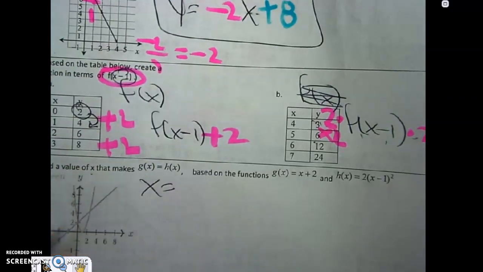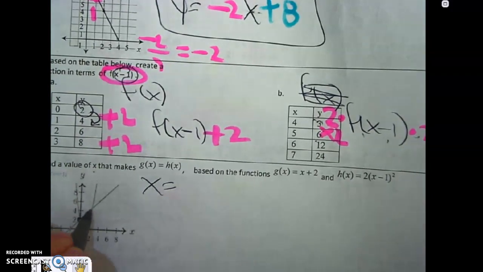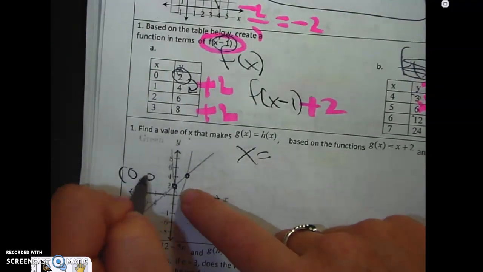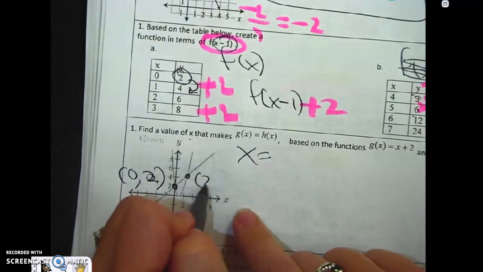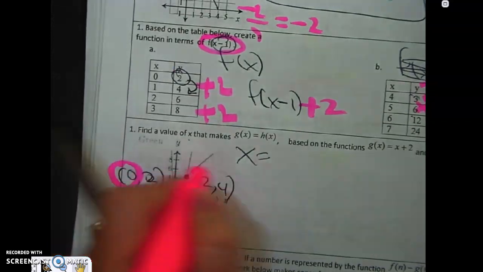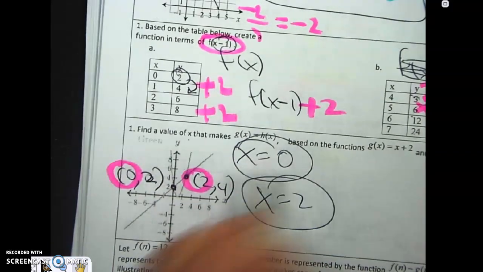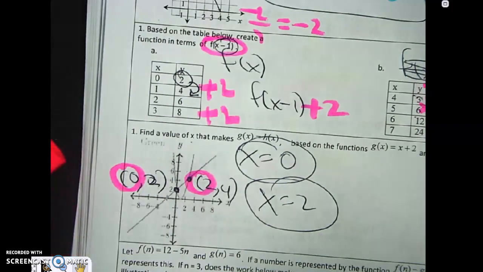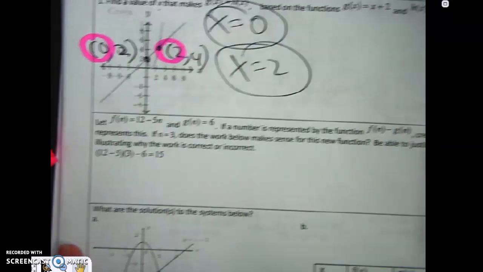Okay, they want you to find the value of x. So they want to know what x equals to show the points of intersection. So here's a point of intersection, and here's a point of intersection. That's at the point 0, 2. And this is at the point 2, 4. But they don't want all of it. They just want the x value. So that would be x equals 0 and x equals 2. So instead of telling me the whole point, they just want the x values. Okay, let's look at the next one.